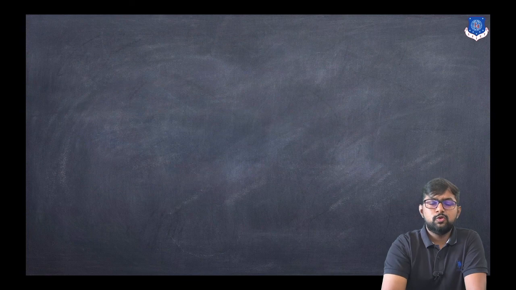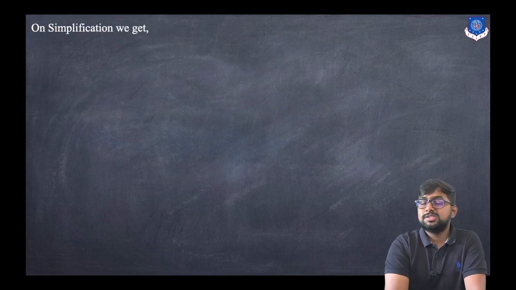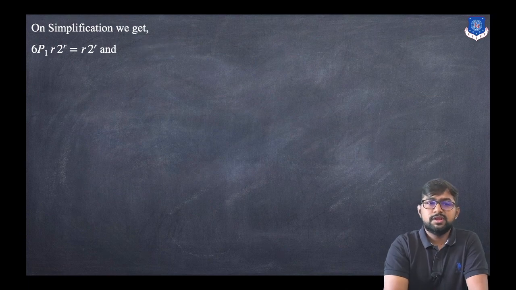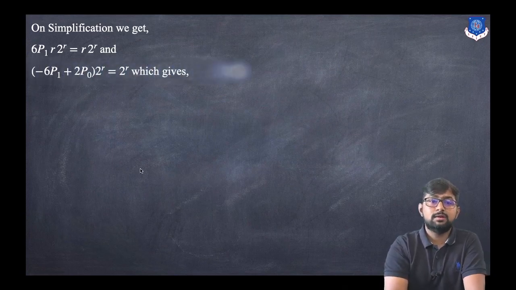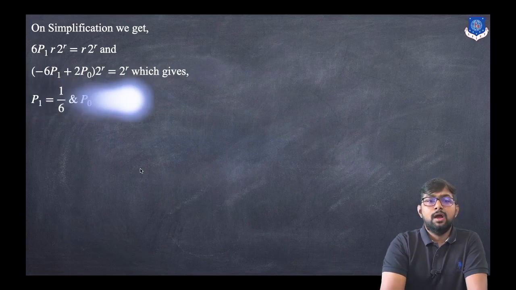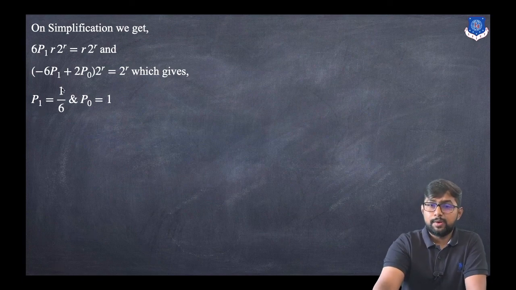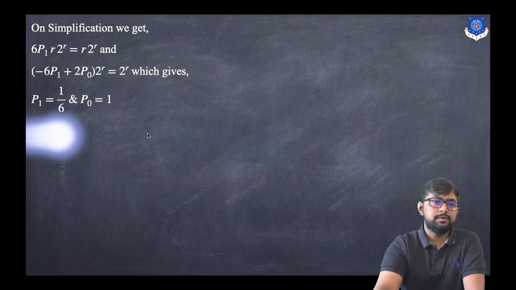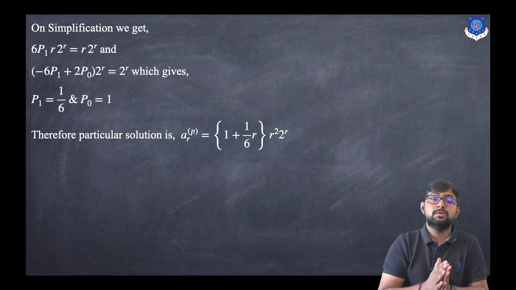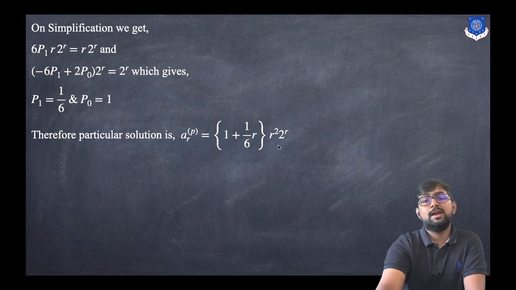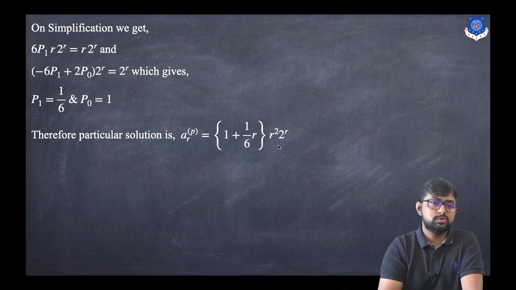Now just open the brackets. On simplification, I'm just doing it directly, we will get 6p1 times r times 2 raised to r equals r times 2 raised to r. In the same manner, from the second equation, on solving these two equations we will get p1 equals 1 by 6 and p0 equals 1. So therefore the particular solution is p0 plus p1 r, that means (1 plus 1 by 6 r) r squared and 2 raised to r.